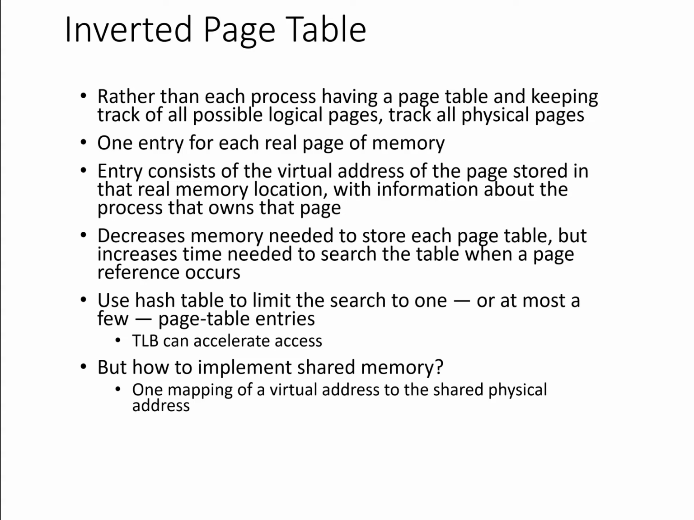So rather than each process having a page table and keeping track of all possible pages, we could track all physical pages with one entry for each real page. An entry consists of the virtual address of the page stored in that real memory location with information about the process that owns that page. It decreases the memory needed to store each page table, but increases the time to search the table when a page reference occurs. You can use a hash table to limit the search to one or at most a few page table entries. But how to implement shared memory?